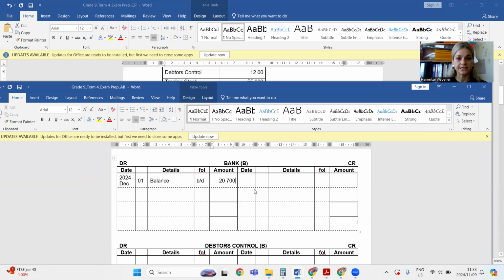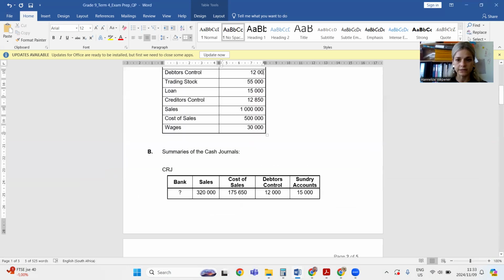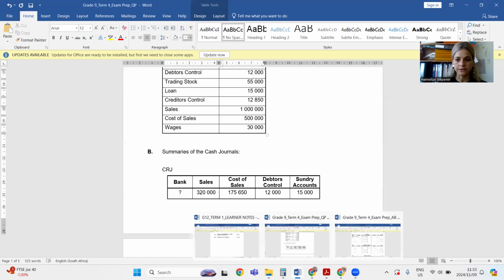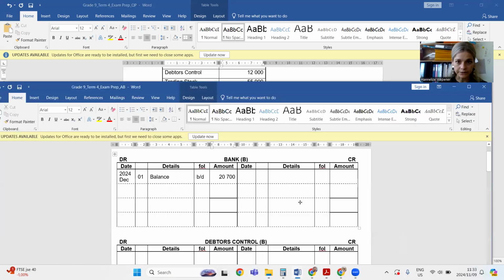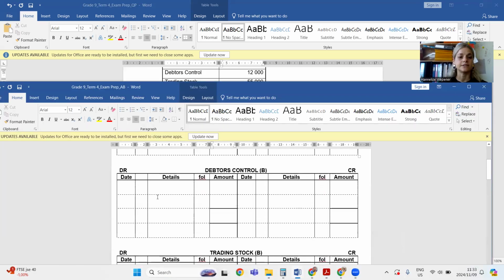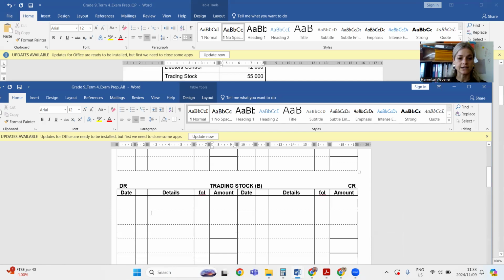We also have to do the debtors control account. I'm just going to add a 0 there. I think I made a typo. I don't think I was planning on doing 1,200. Okay, so debtors control, 2024, December the 1st, we had a balance brought down, 12,000. Next up, trading stock. We also have to do that account. So 2024, December the 1st, balance brought down, 55,500.